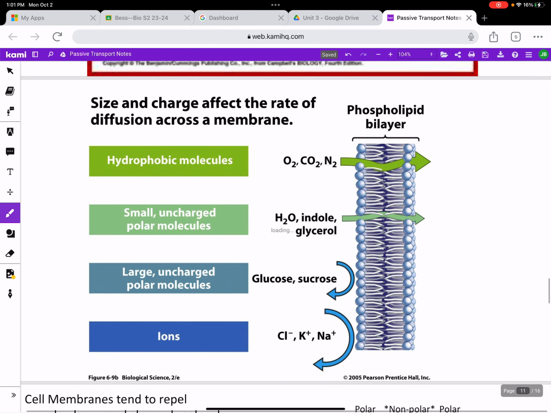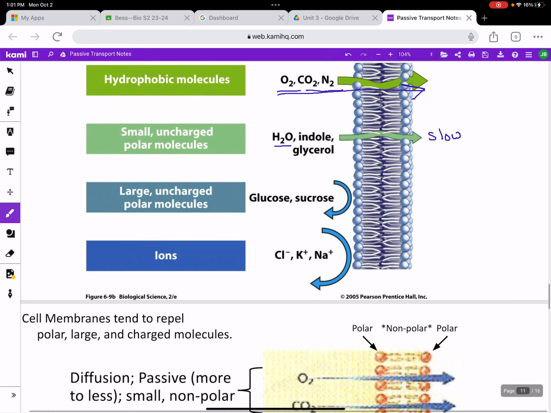So what kind of things can cross directly through the lipid bilayer? Things that are small and nonpolar. So small and nonpolar can go through. Things that are slightly charged, like water, for example, can go through, but remember, this goes through slowly. Larger molecules, if they're too big, can't cross at all, and charged molecules can't cross at all, unless they go over special protein channels.